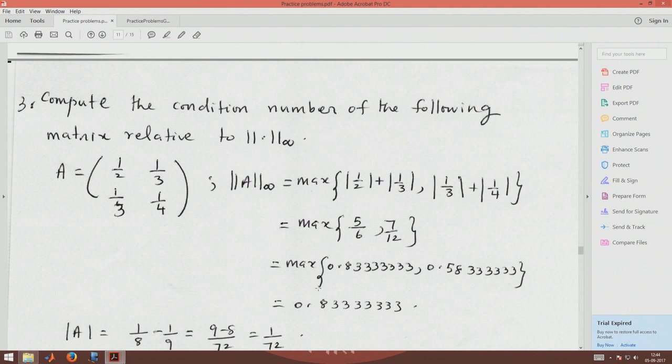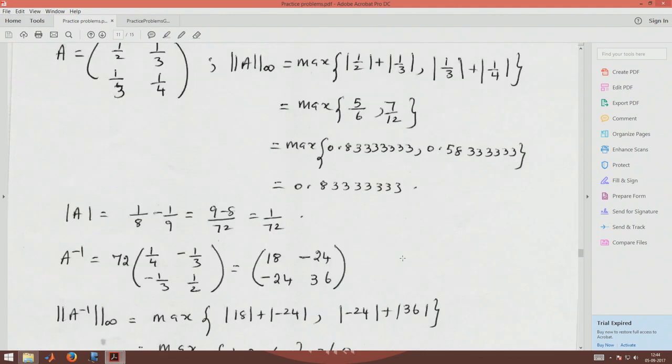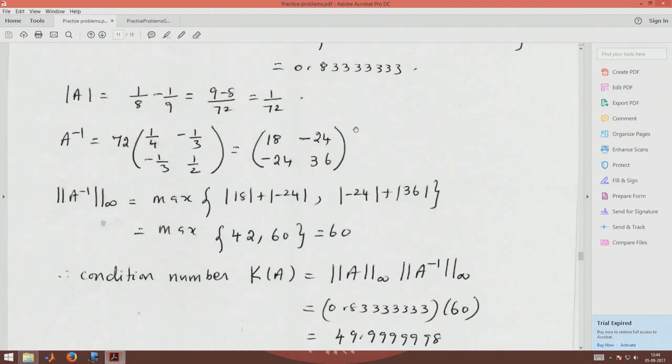Compute the condition number of the following matrix relative to infinity norm. So, A is a 2 by 2 matrix. Norm A infinity is maximum row sum. So, compute the row sum, namely the first row sum in absolute values and the second row sum, and you conclude that norm A infinity turns out to be this. Now, what is the determinant of A? That turns out to be 1 by 72.